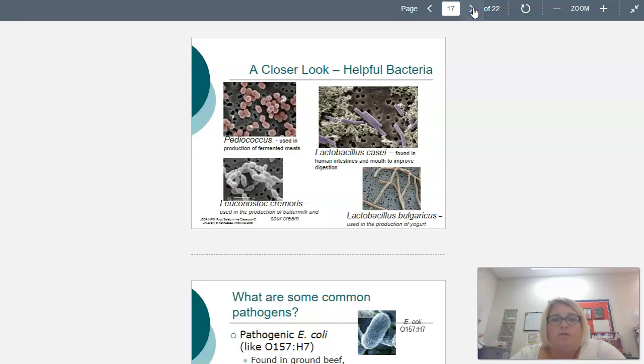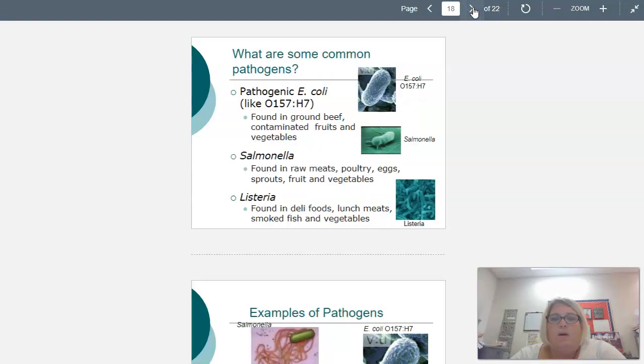So here's just a closer look at some of the pictures of those bacteria and how they're helpful. We know common pathogens are pathogenic E. coli, which is found in your ground beef, contaminated fruits and vegetables. You will hear about this on the news as big recalls from companies because one factory had an E. coli outbreak, so they've got to get rid of everything from that specific factory.